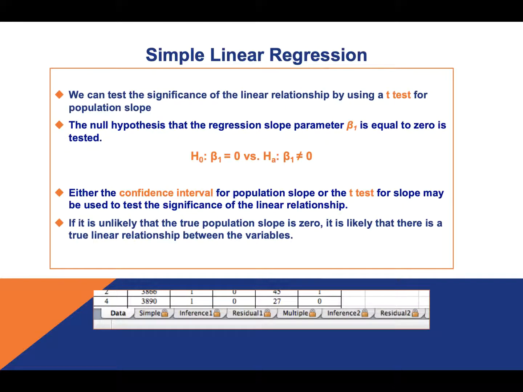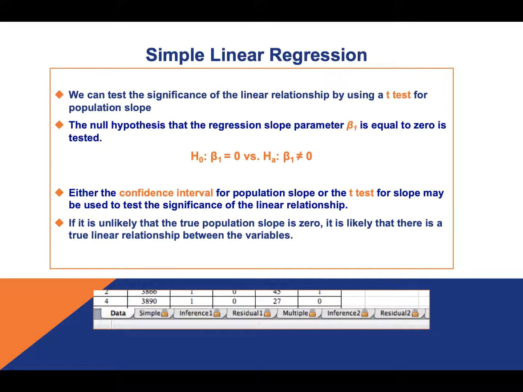In addition to our confidence interval, we can simply test the significance of the linear relationship by using a t-test for the population slope. In this case, the null hypothesis would be that beta 1, the population slope, is equal to 0. If we can reject that null hypothesis, we would conclude alternatively that beta 1, the population slope, is not equal to 0.